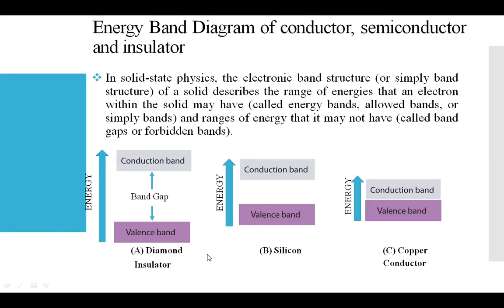And the last one is the copper material, which is the perfect example of a conductor. In this case, the band gap or forbidden gap is very low, comparatively very negligible. So if you compare these three different structures, diamond, silicon, and copper, one is the example of the insulator, the second is the example of the semiconductor, and the third one is the example of the conductor.